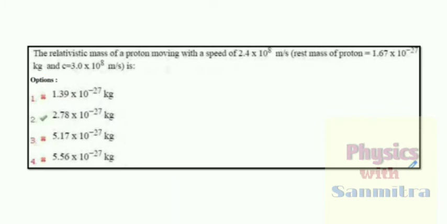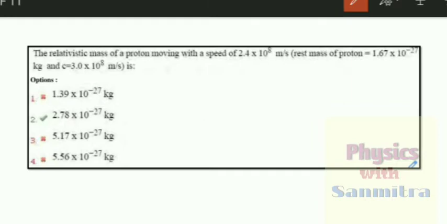The relativistic mass of a proton moving with a speed of 2.4 into 10 to the power 8 meter per second. The rest mass of the proton is given, and the speed of light is given, and we have to find the relativistic mass. What is the formula for relativistic mass? We already know m is equal to m naught into gamma. Now let's find gamma.